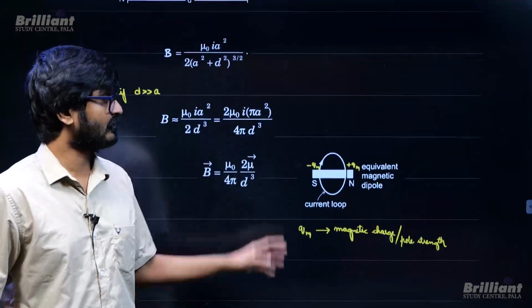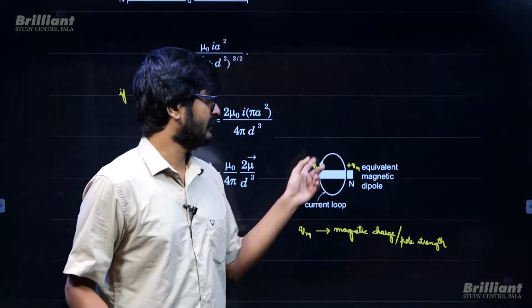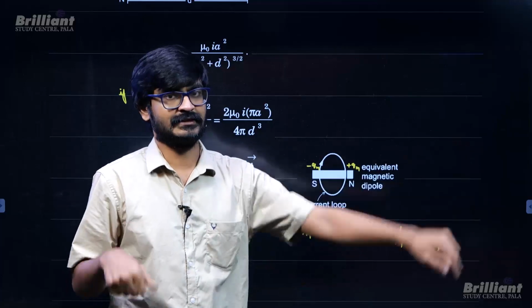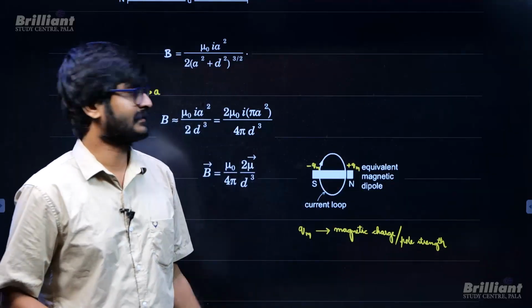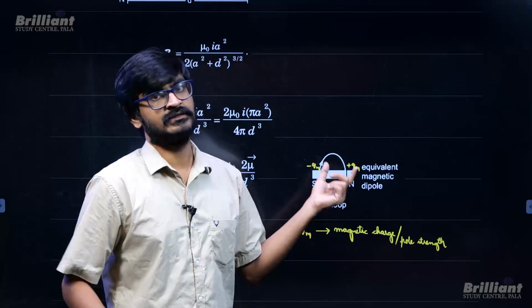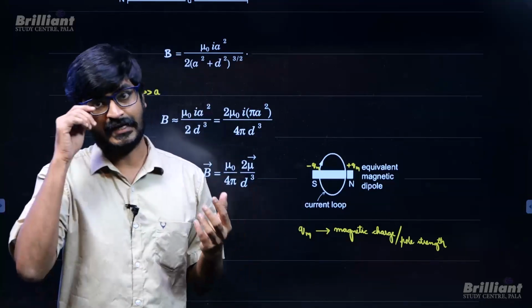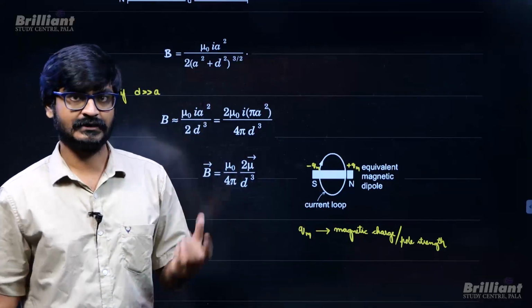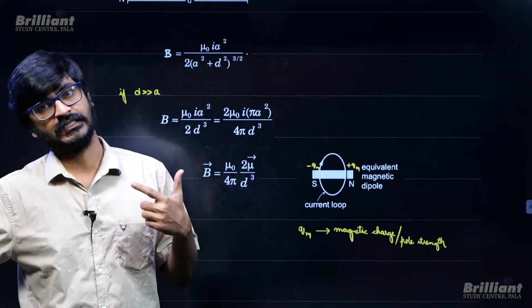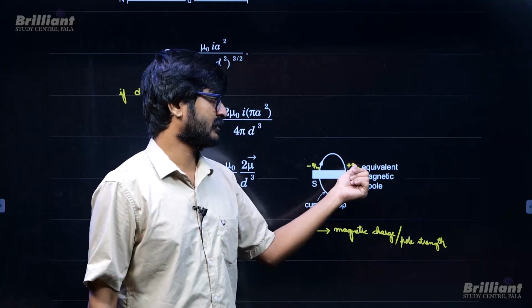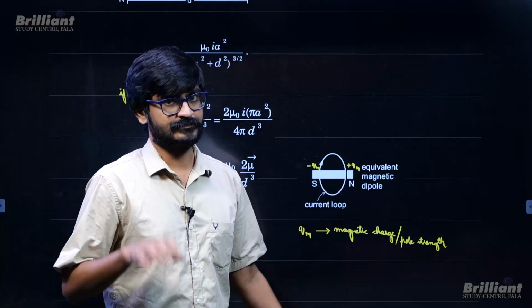So if we want to find the field because of a current carrying ring at any distant point, we can visualize there is an imaginary dipole kind of thing. So now we are going to call it a magnetic dipole, which is similar to an electric dipole in electrostatics. There will be charges, positive charge and negative charge. So we are going to call the equivalent thing magnetic charge, positive magnetic charge and negative magnetic charge.